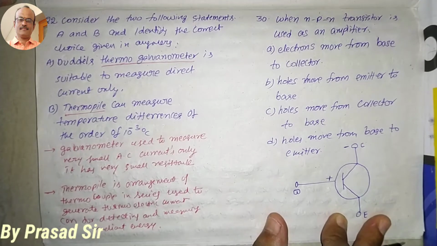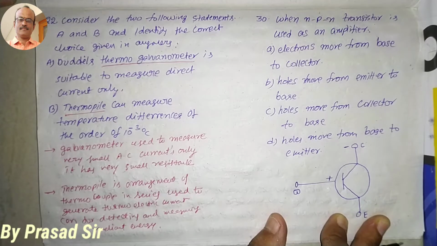Now the question number 22. Consider the two following statements A and B and identify the correct choice given in the answers. A, Duddell's thermogalvanometer is suitable to measure direct current only. B, a thermopile can measure temperature differences of the order of 10 to the power of minus 3 degrees centigrade.